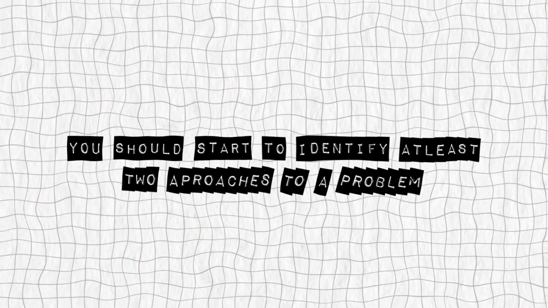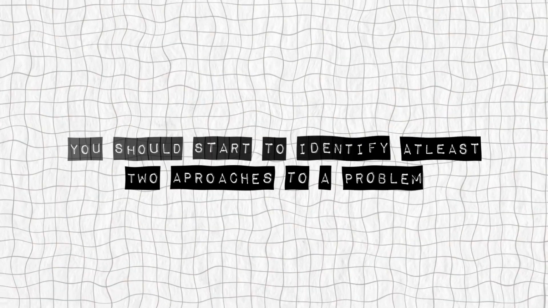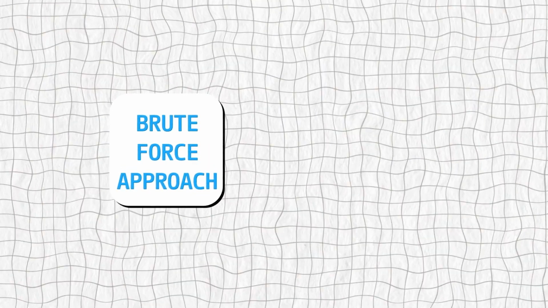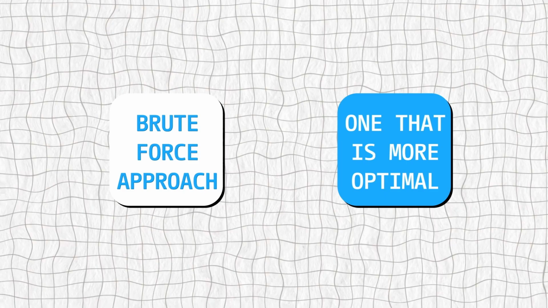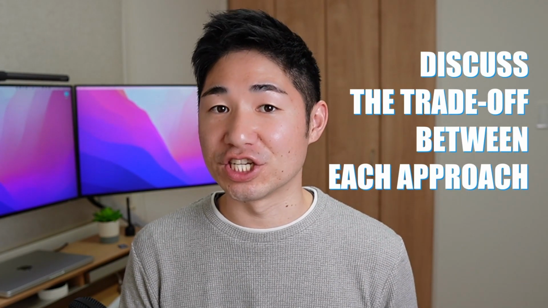Second, you should strive to identify at least 2 approaches to a problem. One should be a brute force naive approach, and the other should be a more optimal approach of some sort. Third, you want to be able to discuss the trade-offs between each approach. This means using big O notation to talk about the space and time complexity.